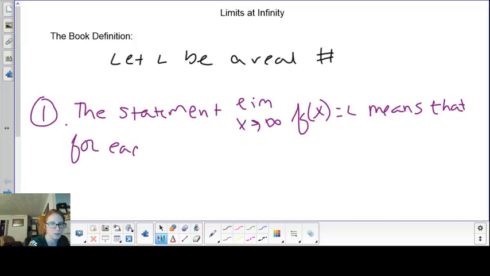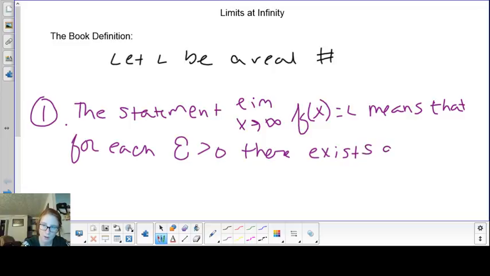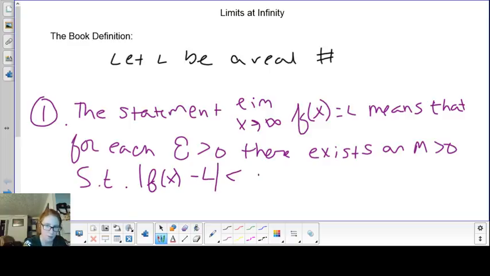for each epsilon greater than 0, this is an epsilon, so it's not a normal E, it's a Greek letter, there exists an M greater than 0, s.t. means such that the absolute value of f of x minus L is less than epsilon whenever x is greater than M.